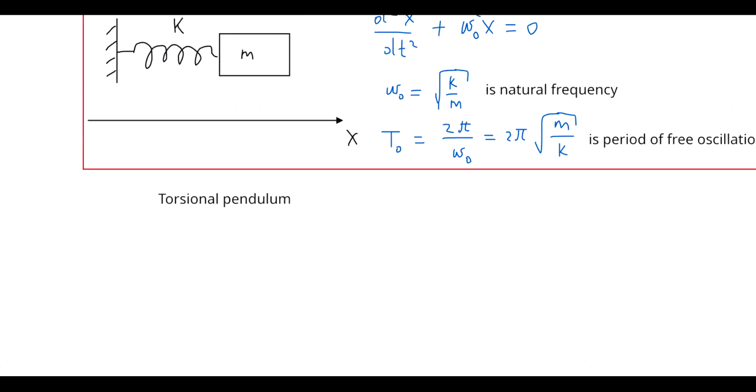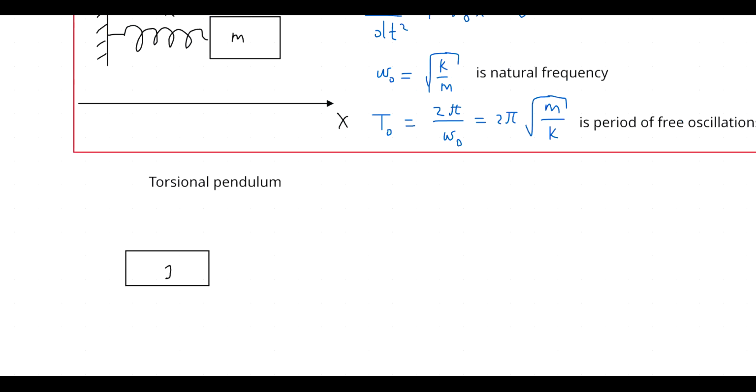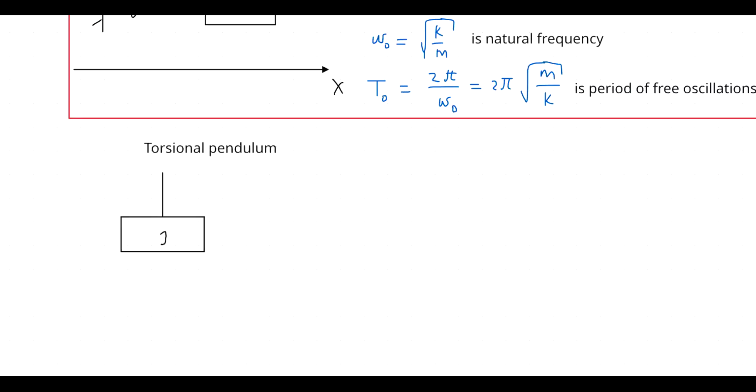In this system we have, for example, some disk with moment of inertia I. This disk is connected to a wire or string, and it may perform torsional oscillations. So it may rotate in this direction.